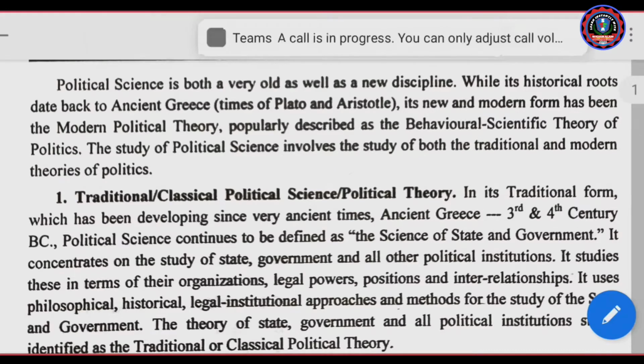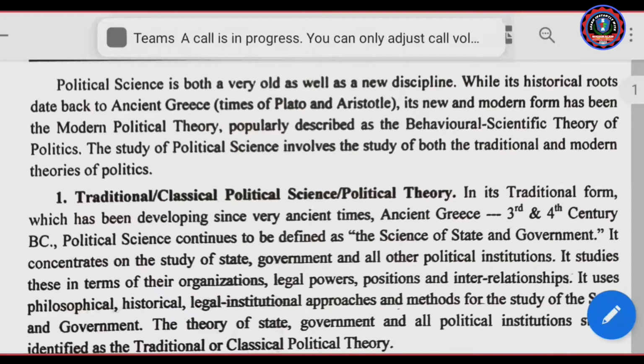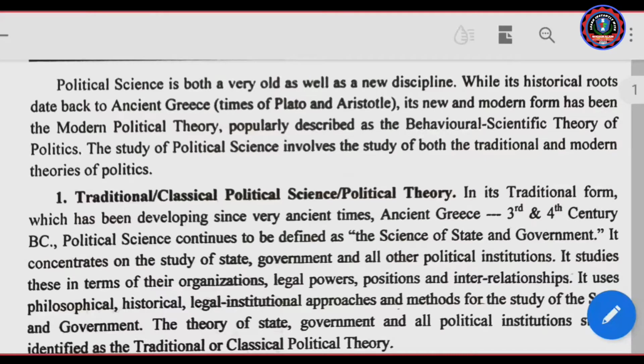You can see here that political science has its roots in ancient Greece, during the time of Greece. You might have heard the name Greek, right? There were two great philosophers, Plato and Aristotle. As time passed, the dimension of political science also changed. With the introduction of a new theory, the behavioral scientific theory, the expansion and involvement of political science grew to a great extent.